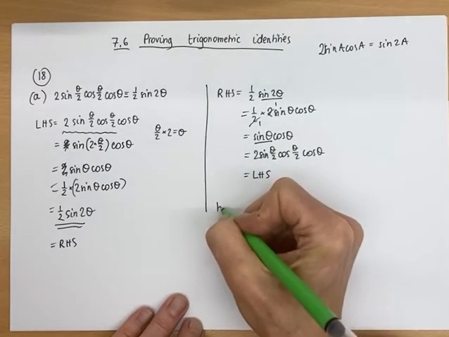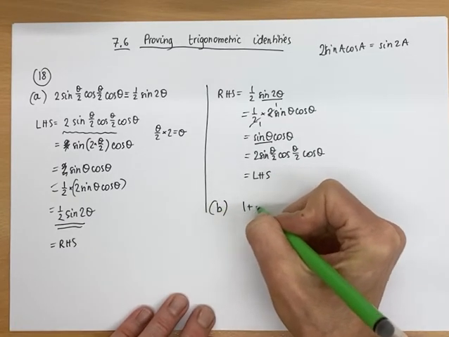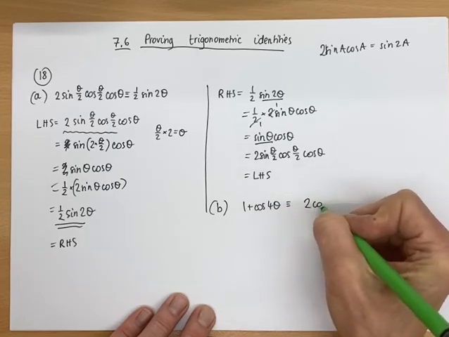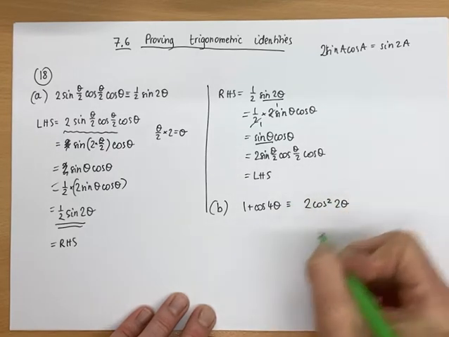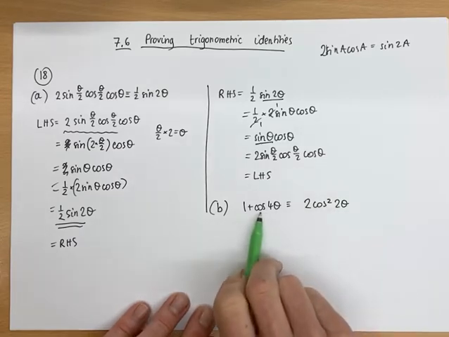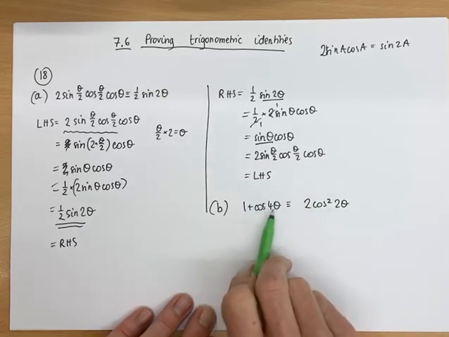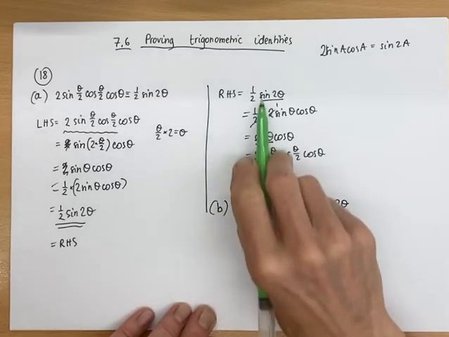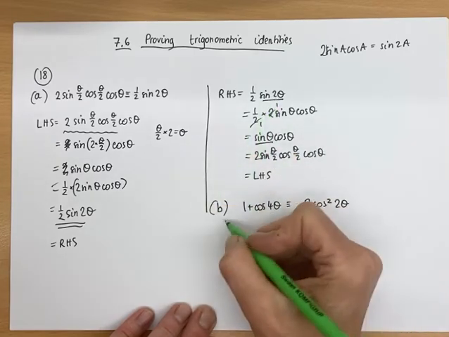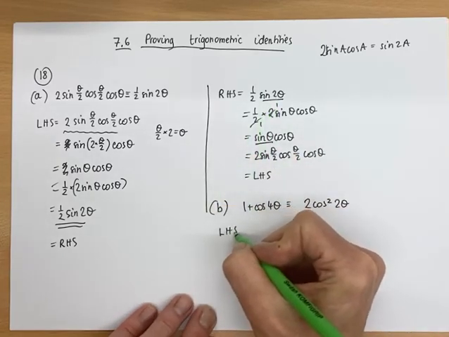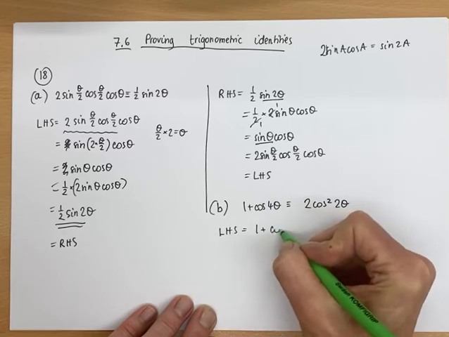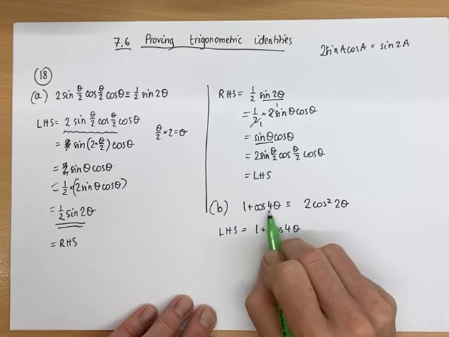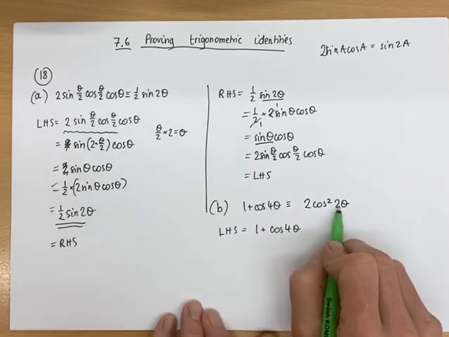Okay, for part B, we have to show that 1 plus cos 4 theta is identical to 2 cos squared 2 theta. So I prefer to start this one with the left hand side because it's always a good idea to go from the bigger angle to a smaller angle, just like I felt this was easier if I did from the right hand side. So starting from the left hand side here, I'm going to use a double angle formula for cos 4 theta because I have got cos 4 theta being reduced to 2 theta.